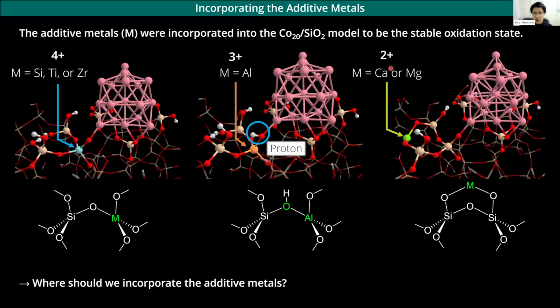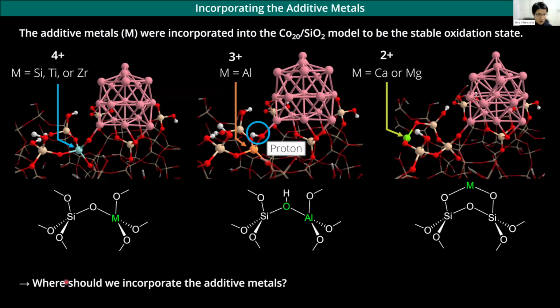And finally, calcium and magnesium, those metals prefer to be in the 2+ state. Then I put those metals at the bridge site between 2 OH groups by removing the 2 hydrogen atoms like this. And then this metal interacts with the 2 oxygens. That means this metal is formally in the 2+ oxidation state. Of course, there's a lot of possibility for the actual or operando structure of the additive metals in the silica support, but I put in one assumption: probably those metals prefer to be in a stable oxidation state itself.